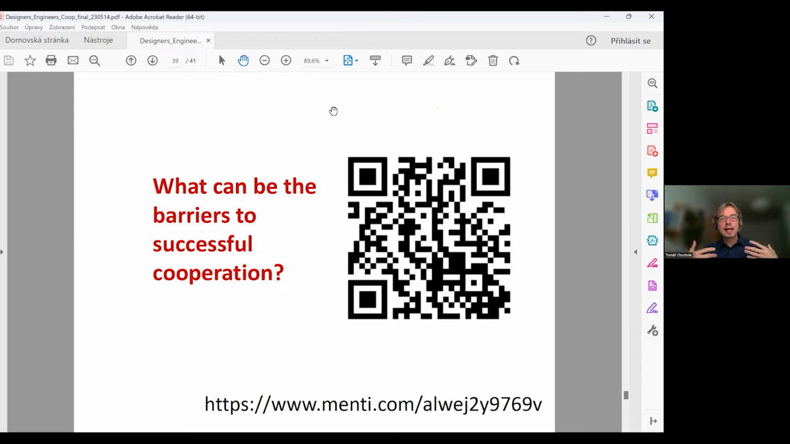So at the end of my lecture, I have a question for the audience. The question is, what can be the barriers to successful cooperation? Now you can use the QR code to connect to the questionnaire, or you can use the link from Mentimeter. The link was also sent to the chat box, and I will wait a few seconds and then we will see your answers. I will be really happy that you will support us, because it's also the bridge to open the discussion part of our session.